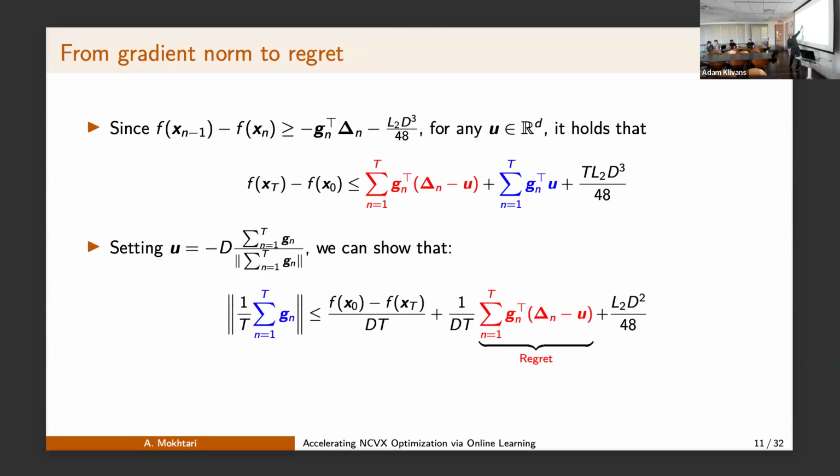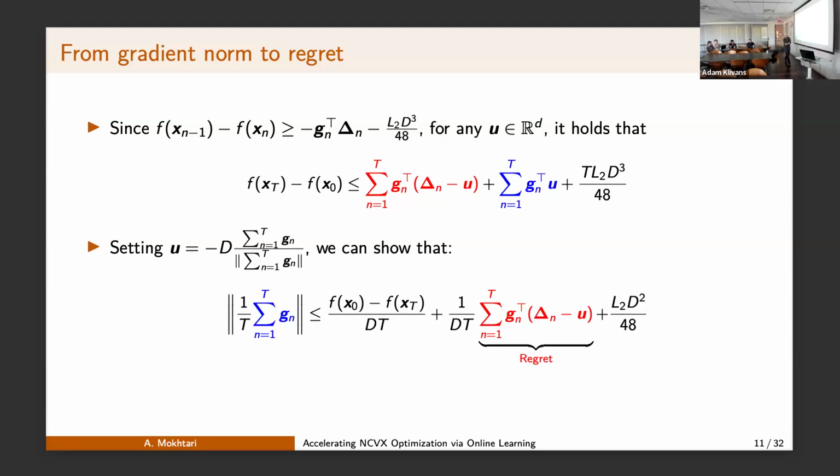That your function decrease after t iterations is the accumulation of this term and this term, which you can think of as regret. I play delta n, and I hope that it is aligned with the negative of the gradient of the middle point. And that's my cumulative loss. And u is the best fixed action in hindsight, or rather a competitor, which I happen to pick to be the average of the gradients. Delta n has bounded norm, right? Yes, I'm picking all my actions from a feasible set that has bounded norm, and that's why u also has a bounded norm, right?